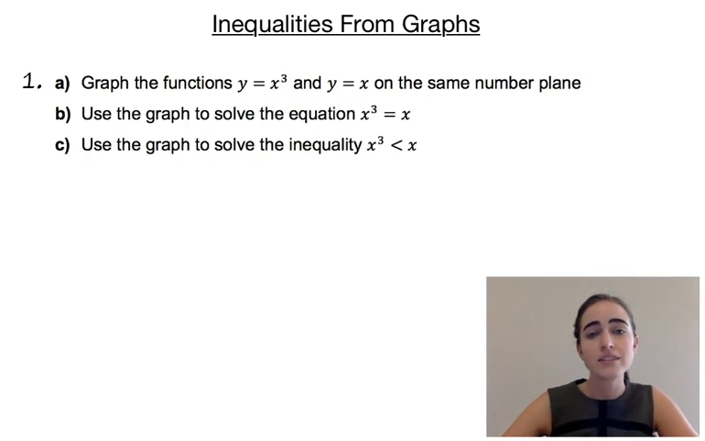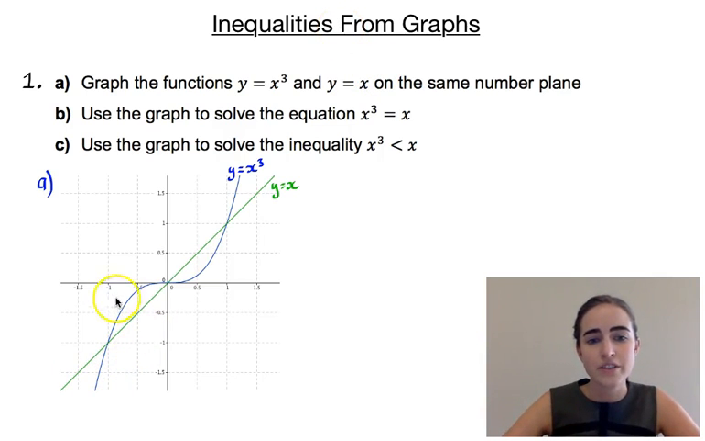Our first example asks us to graph the functions y equals x cubed and y equals x on the same number plane. Notice that this does say graph, not sketch, and that's because we want it to be accurate enough that we can read off the points of intersection. So we'll graph those two things. This one here is your standard cubic, and this one is a straight line with gradient 1 and y-intercept at the origin. So we've sketched both of those graphs. The blue one here is the cubic, y equals x cubed, and the green line is our straight line with the equation y equals x.